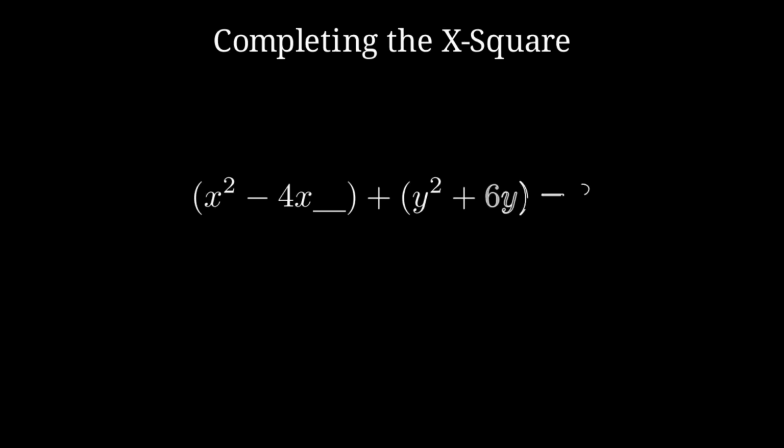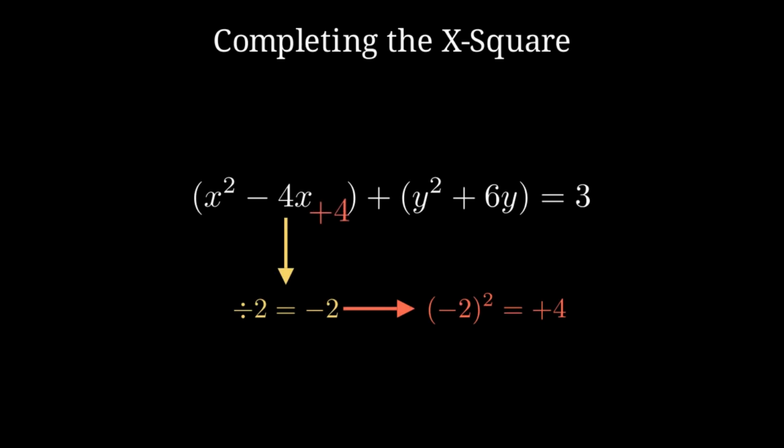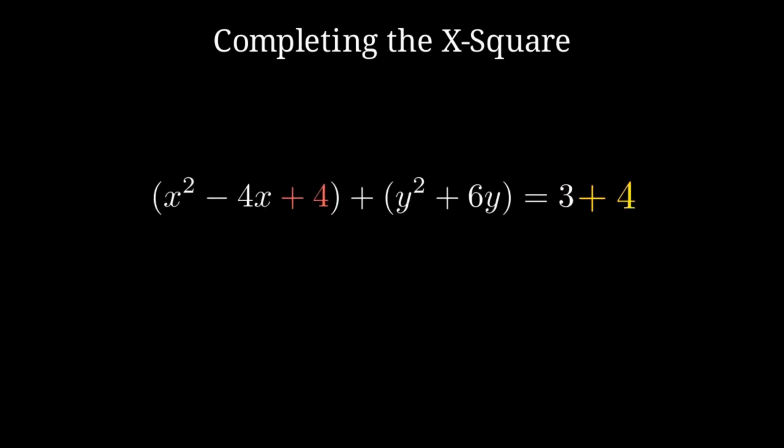Focusing on the x terms, the coefficient is -4. Half of -4 is -2, and squaring that gives us +4. We add 4 to both sides of our equation to maintain equality.